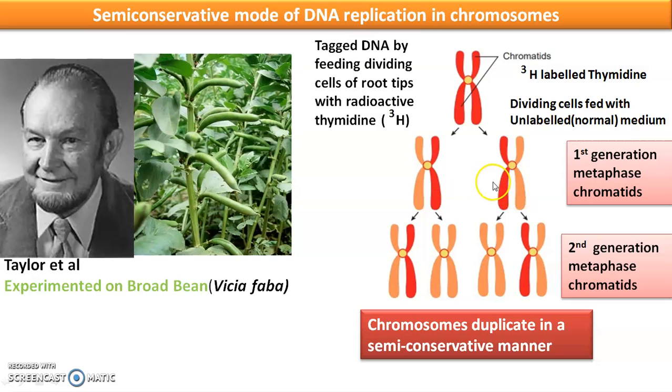So that also proves the semi-conservative nature. In the second generation, metaphase chromatids appear 50% having one arm each radioactive and the other 50% totally unlabeled. So this also proved the semi-conservative mode of chromosome replication. Of course, if the chromosome is duplicated in a semi-conservative manner, DNA has also replicated in a semi-conservative manner. That's all about the semi-conservative nature of DNA replication.